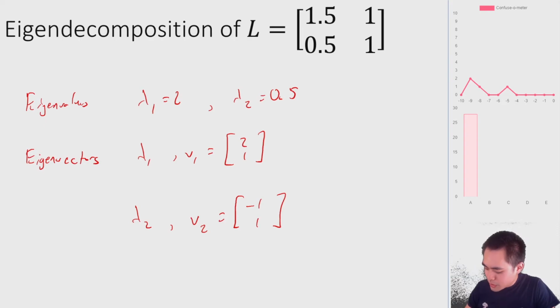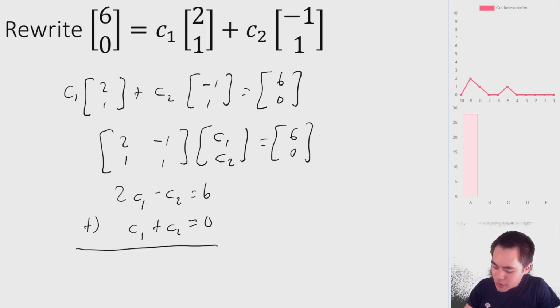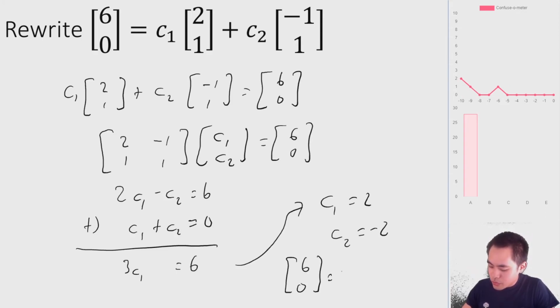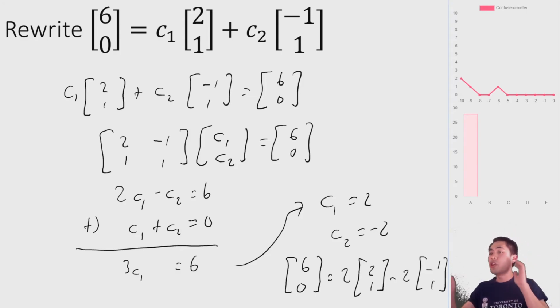I'm going to solve this by adding these together. So you'll end up getting that 3c1 is equal to 6. So c1 is equal to 2, and c2 is then equal to -2. And therefore, we know that (6, 0) is equal to 2 times (2, 1) minus 2 times (-1, 1). Someone asked the question of how we know those numbers. You know these numbers because you have to solve the system of equations to figure out what the coordinates are in front of the eigenvectors.